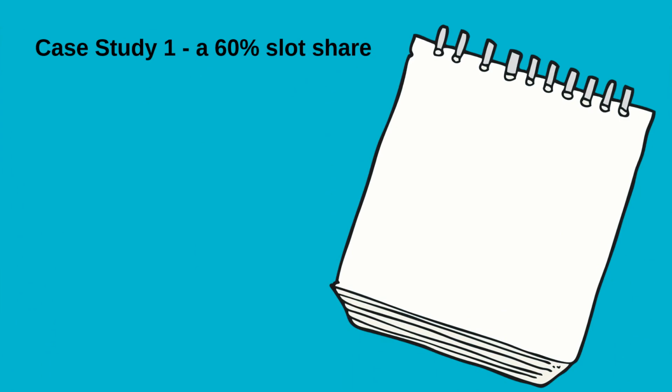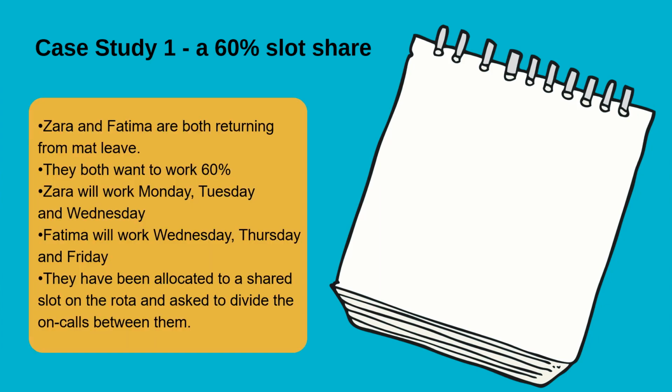Let's now look at a couple of examples for how this works. Zara and Fatima are returning from maternity leave. They both want to work 60%. Zara will work Monday, Tuesday and Wednesday, and Fatima will work Wednesday, Thursday and Friday. They have been allocated to a shared slot on the rota and asked to divide the on-calls between them.